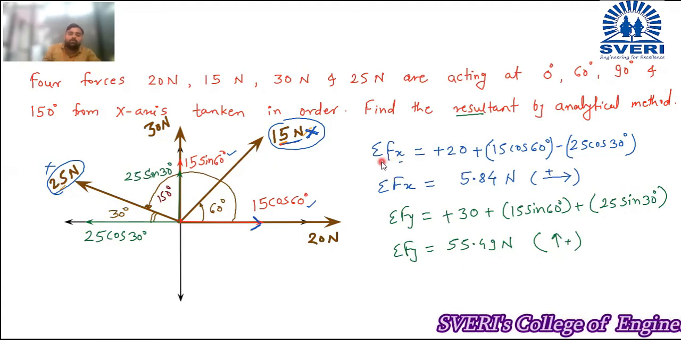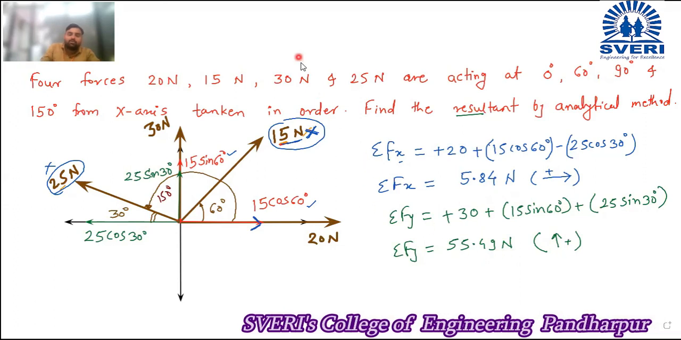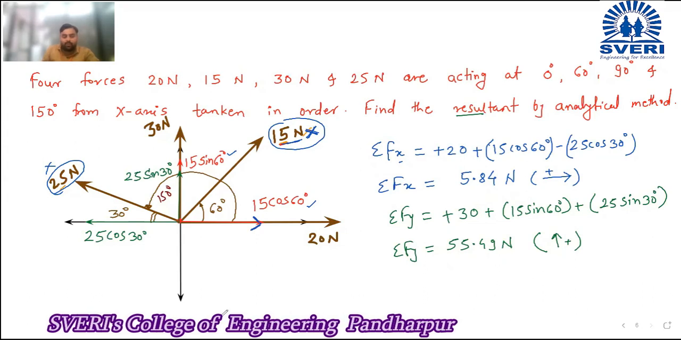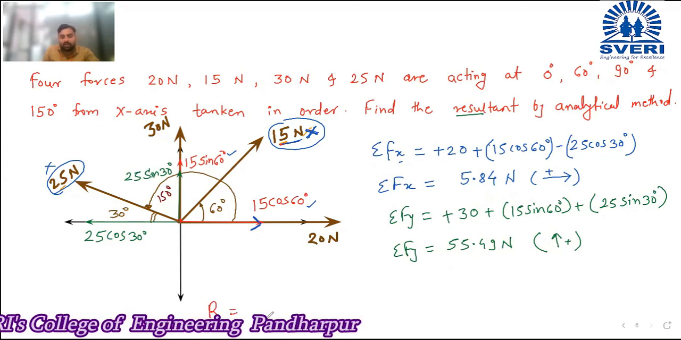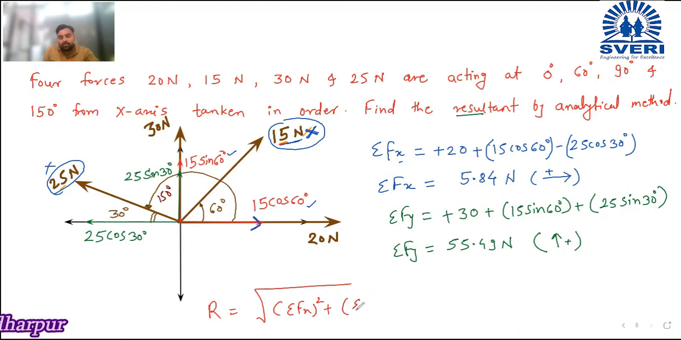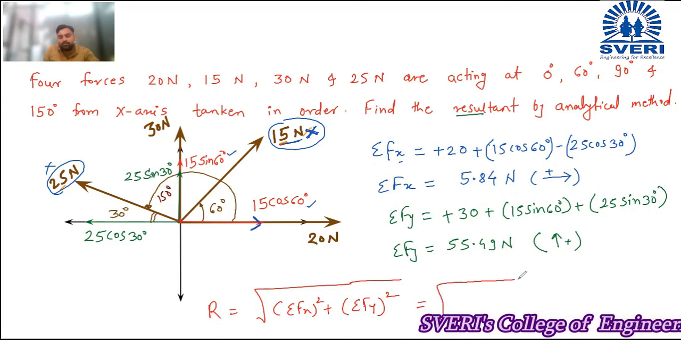Okay. So now you know the value of summation Fx, you know the value of summation Fy. So calculate the value of resultant R. R is equal to under root summation Fx square plus summation Fy square. This is the formula for R. So just put the values.